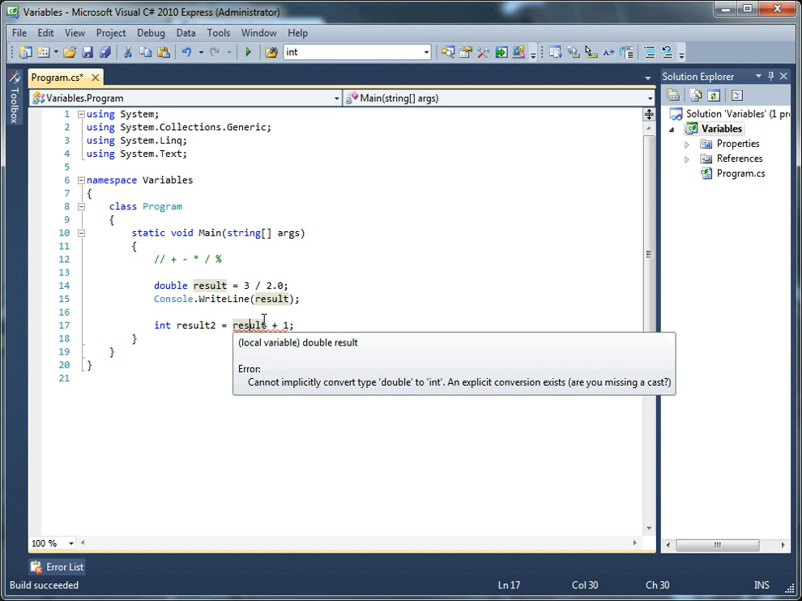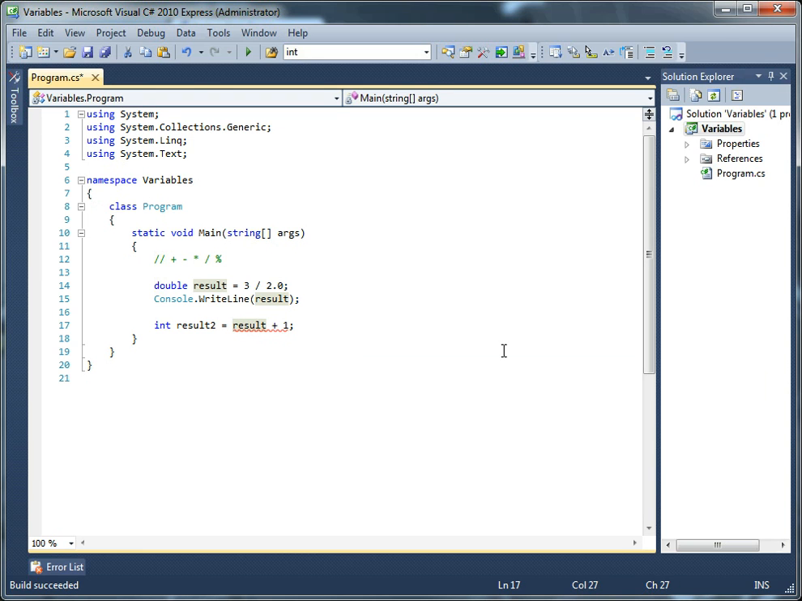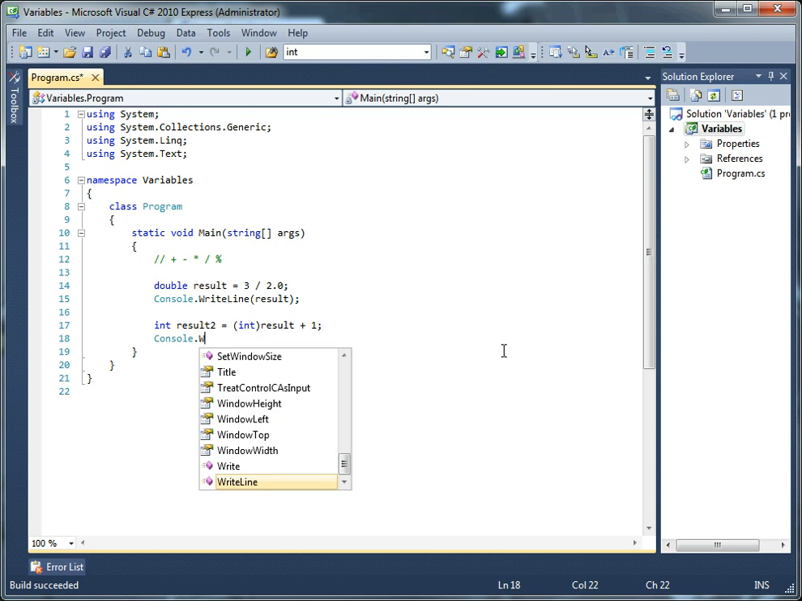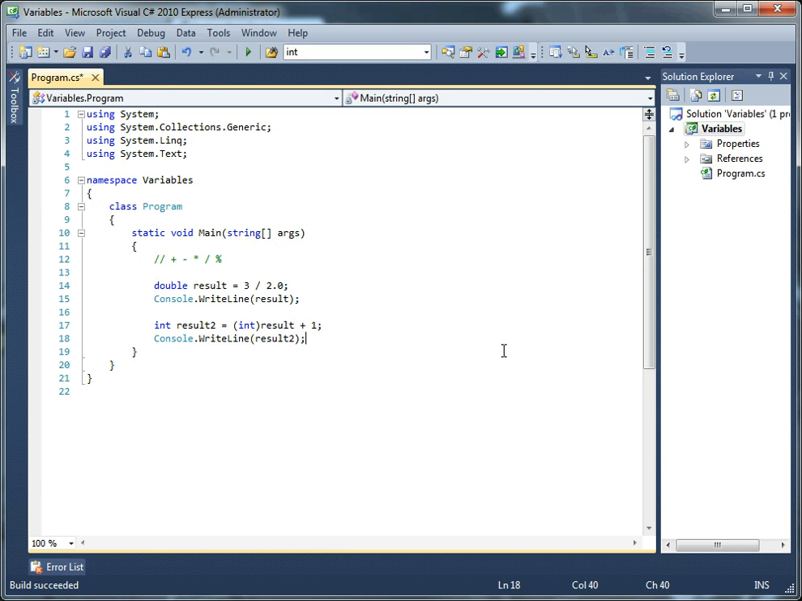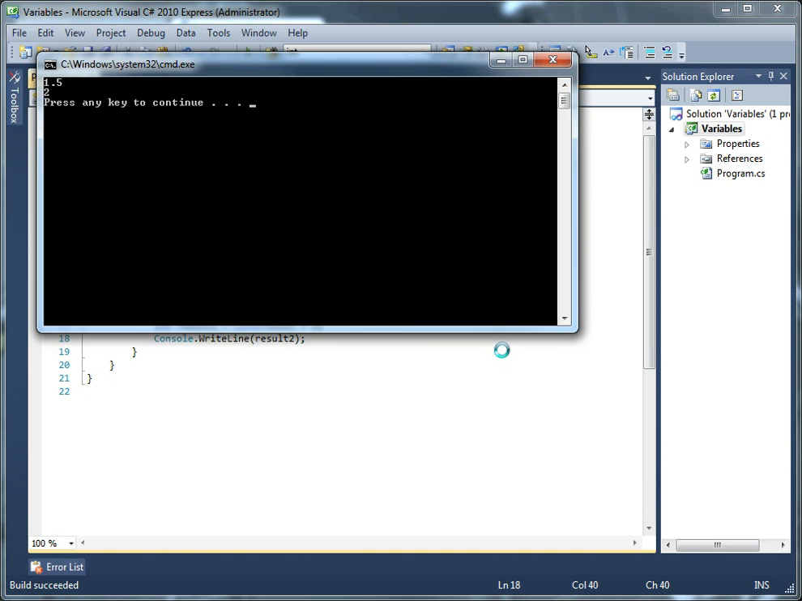And there's an error here saying that it cannot convert from a double to an int automatically. So what we would do here is just convert that result to int. And let's go ahead and write line result 2. So I'm expecting 1.5 and then 2. Alright, good.